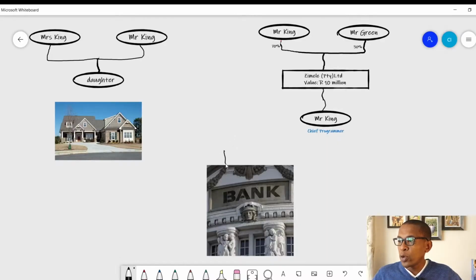So then Mr. King approaches the bank, and the bank is actually willing to advance him funds, or make a loan to him, of the value of 3 million rands. So that's the loan that the bank gives him in order to start the business. Now the bank says, look, because this is a startup and we're not sure which direction things are going to go, what are you going to provide for us as security in case your business Zimele doesn't take off and you can't pay us the 3 million rand back? What assets do you have so that in the event that you can't pay us our 3 million back, we can at least attach those assets and settle the debt?